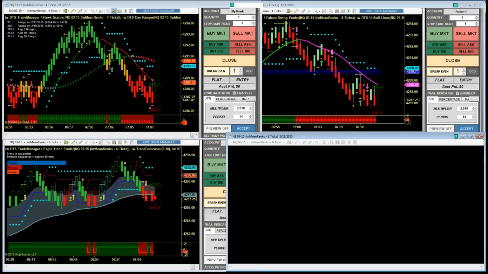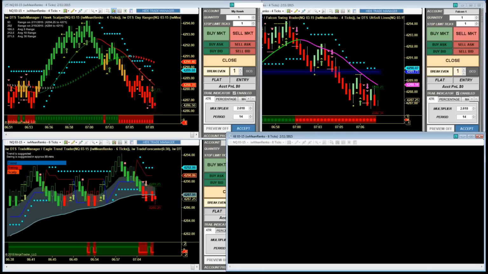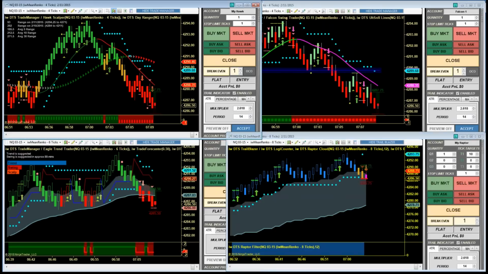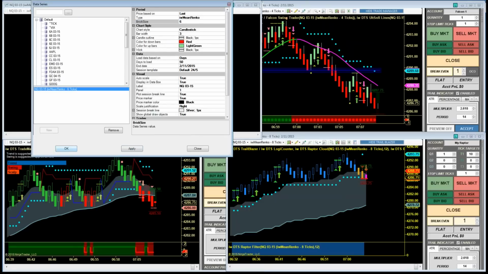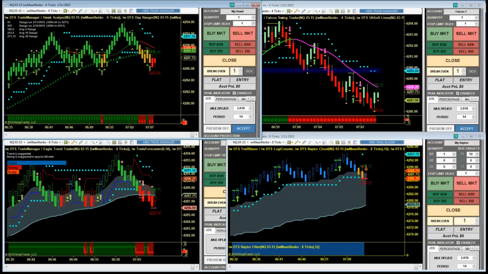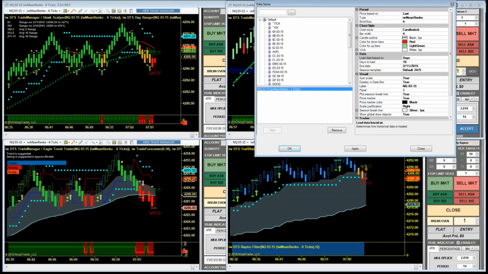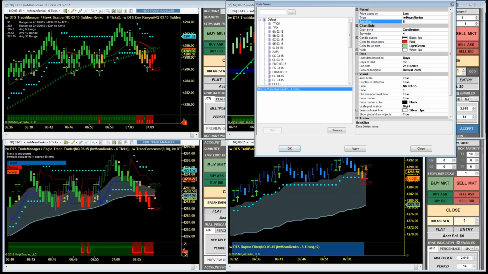So on our scalping tool, for most of the markets we're looking at, we're going to be looking at a 6-tick brick. So whenever the market moves 6 ticks, it's going to build us another brick. And then for the Falcon Swing Trader, we'll be looking at an 8-tick brick. And for the Eagle Trend Trader, the default will be a 12-tick.